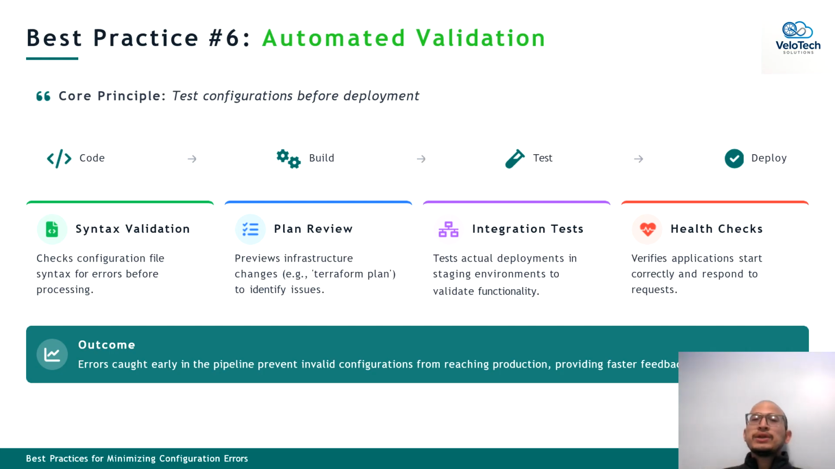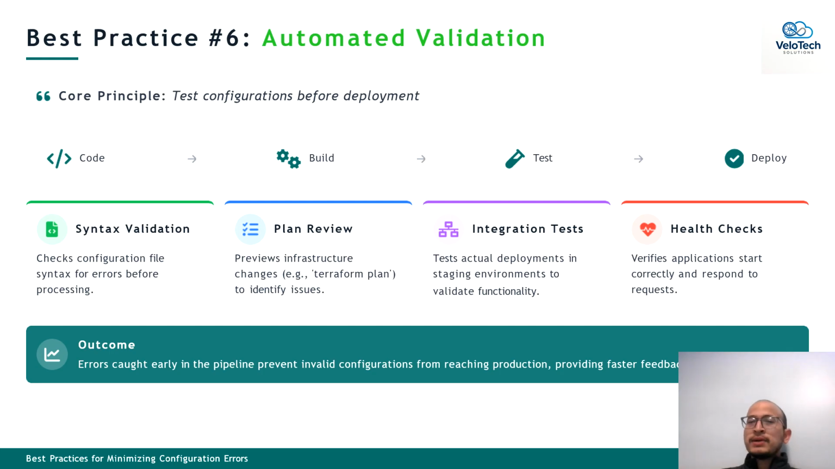Third, integration tests. They test actual deployments in staging environments to validate functionality. They don't just deploy and hope it works. They run automated tests to verify the application behaves correctly with the new configuration. Fourth, health checks. After deployment, they verify the application starts correctly and responds to requests. If an application can't pass its health check, the deployment is automatically rolled back.